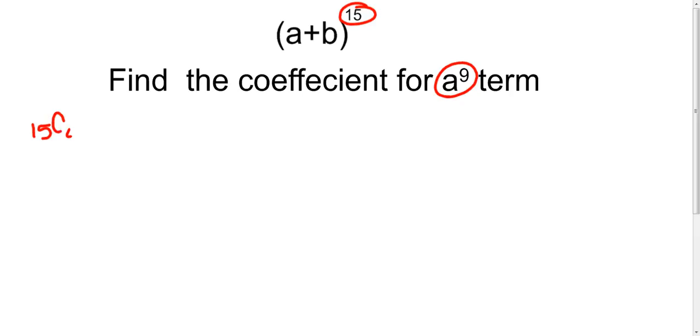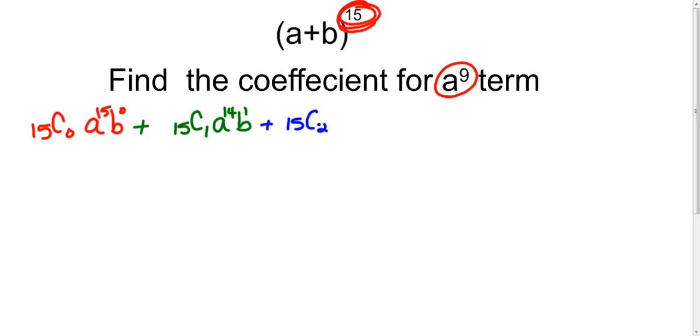The coefficient would be 15C0, and then it would start out with a to the 15th, b to the 0. And you don't write the b to the 0, but that's how it would start out. The reason it starts out at a to the 15th is because that exponent is there. Then the next term, I'm just going to put a plus in here, would be 15C1, and it would go a to the 14th because my a's go down, and b to the 1. My next term would be 15C2, and it would go a to the 13th, b squared. A's go down, b's go up.